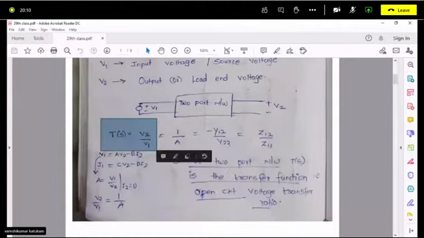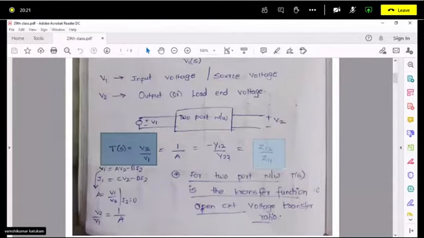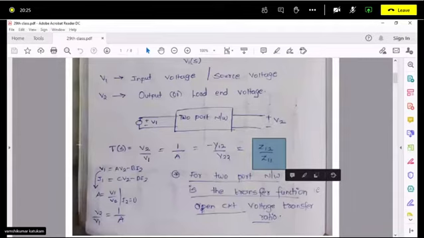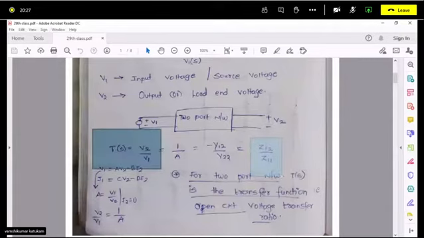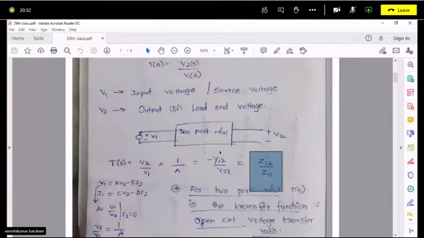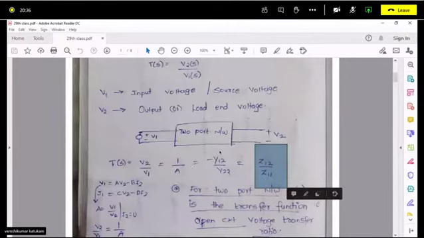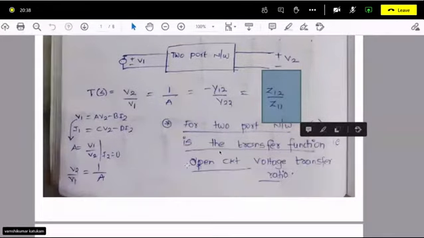For a two-port network, T of S is a transfer function, which is nothing but the open circuit voltage ratio, and it is expressed in terms of Z parameters, Z12 upon Z11. Remember this. So this is about the two-port function. Now this function T of S will be given to us, and we have to synthesize it. So let us see how we do that.